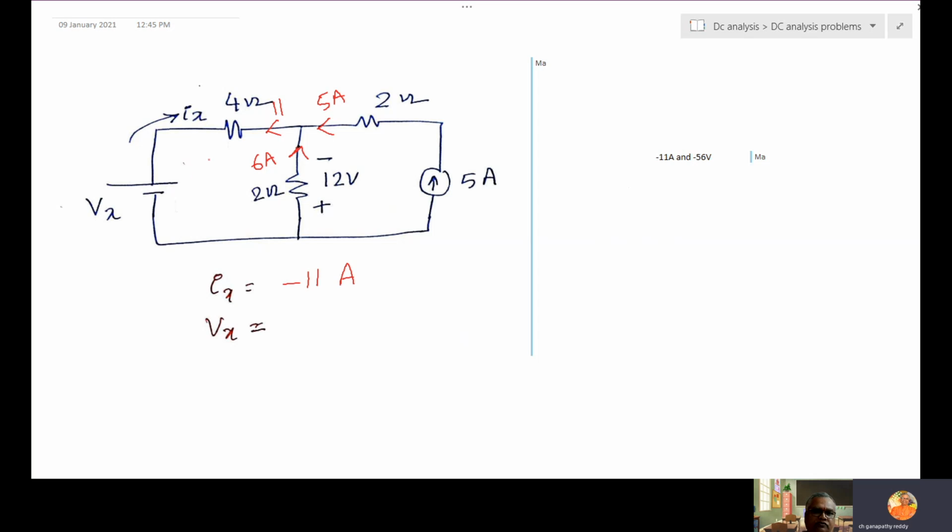Then Vx. So to find Vx, start at positive, go to negative. That is 4 into Ix minus 12. Simplify, you will get minus 56 volts.